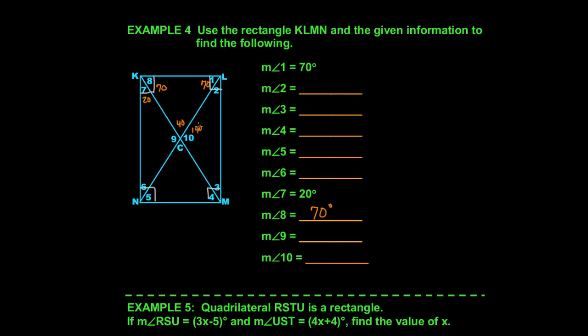140. We also know that these are bow tie or vertical angles, so they are congruent. We've got another 140 and another 140. Now up here we've got to get 90 out of these two.